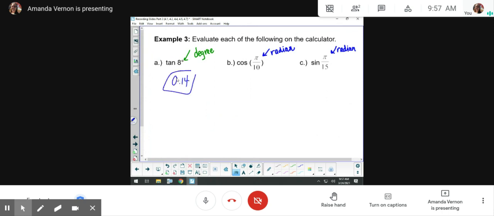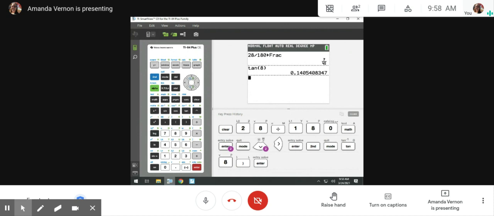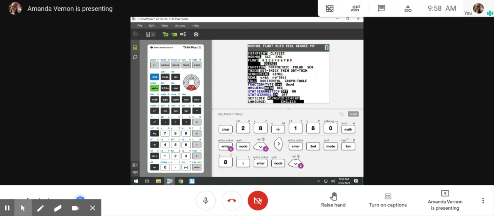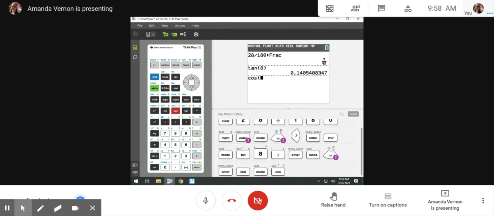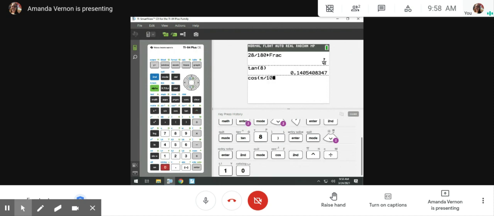Now, on your homework, be careful to always read the directions. Sometimes they have you use different measurements. The next one, we're going to find cosine of pi over 10. Because this one is in terms of radians, I'm going to switch my mode over to radians. Second quit allows me to come out of that, and I'm going to type in exactly as I see it. So cosine, second caret, that gives me my pi symbol, divided by 10. Closing my parenthesis and pressing enter gives me an answer of 0.95.